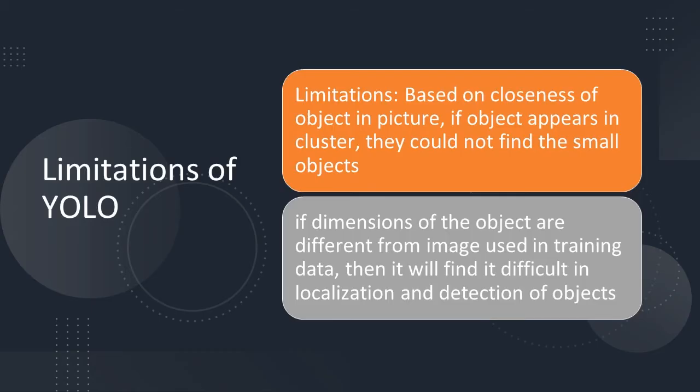Limitations of YOLO. The limitations of YOLO are based on the closeness of the objects in the picture, so if the objects appear in clusters, it cannot find the small objects. If the dimensions of the objects are different from the images used in training data, then it will find it difficult to localize and detect objects in the real world.